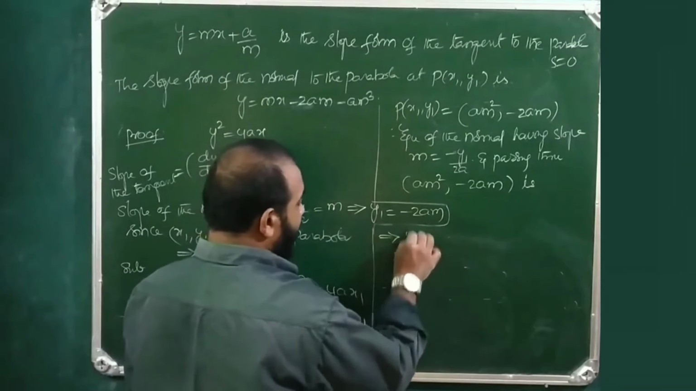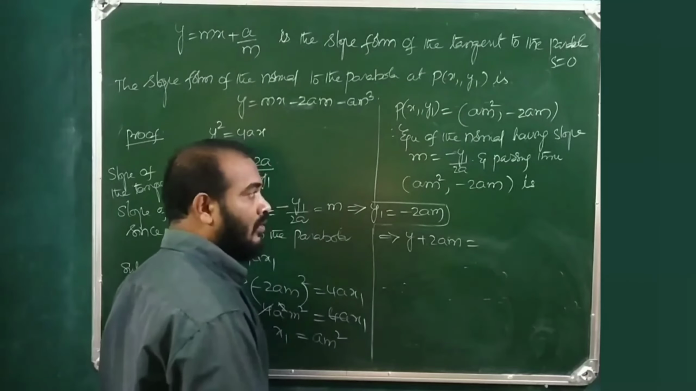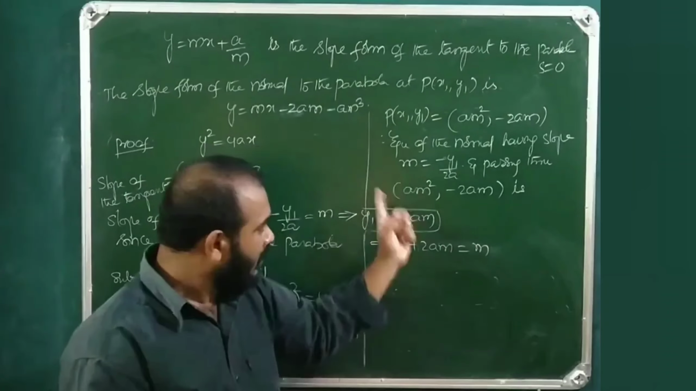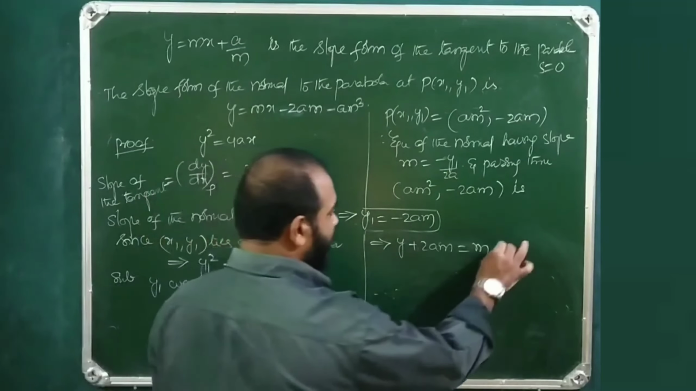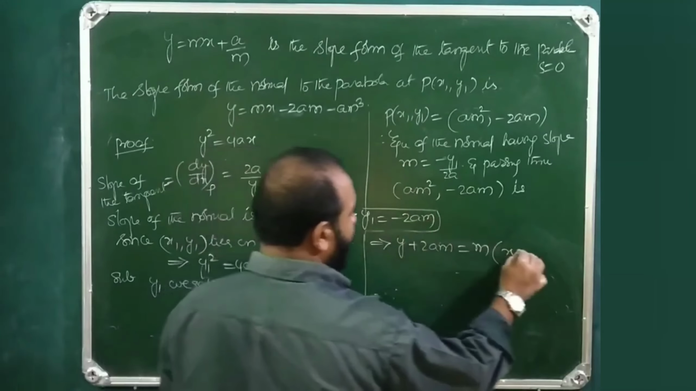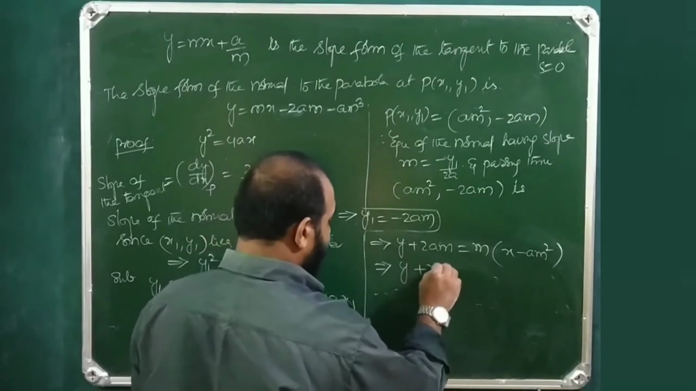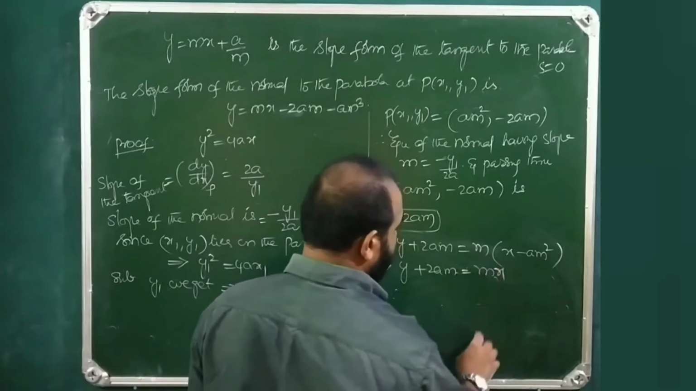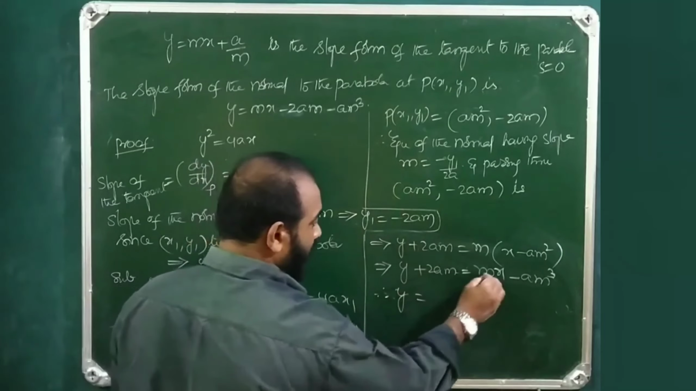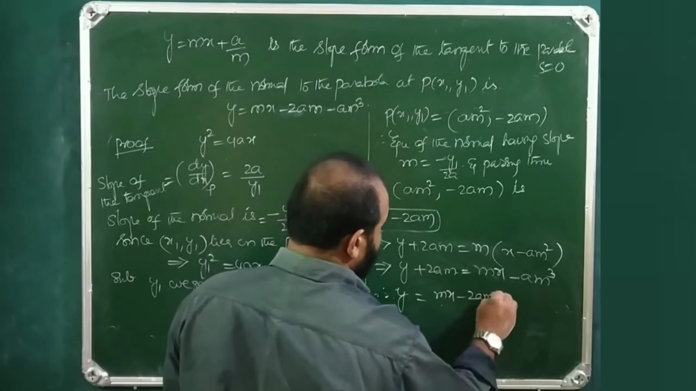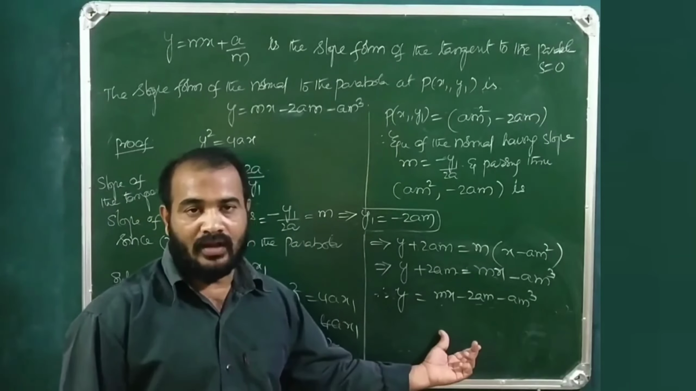So y - y1 is y minus of minus 2am, which equals m into (x - x1). Here I'm not converting m into -y1/2a, I am leaving it intact. x - x1 is x - am². So y + 2am = mx - am³. Therefore, y = mx - 2am - am³ is the slope form of the normal in m.